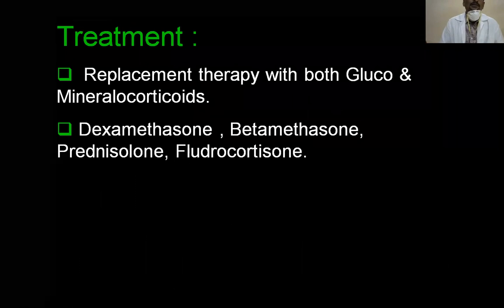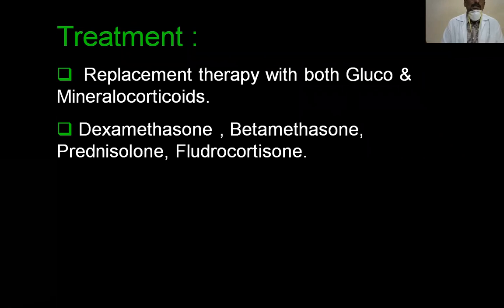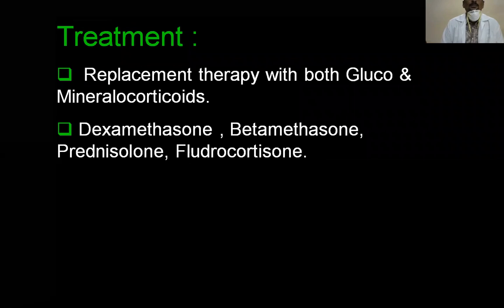Now it can be treated by replacement therapy by giving glucocorticoids and mineralocorticoids as well as certain steroids. They are the synthetic derivatives of glucocorticoids, especially dexamethasone, betamethasone, prednisolone, etc. When these are given, normally the condition will be reversed. So with this, we'll complete the discussion on the adrenal cortex and the hormones. So try to go through it.